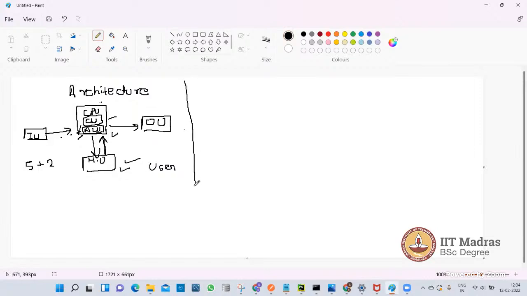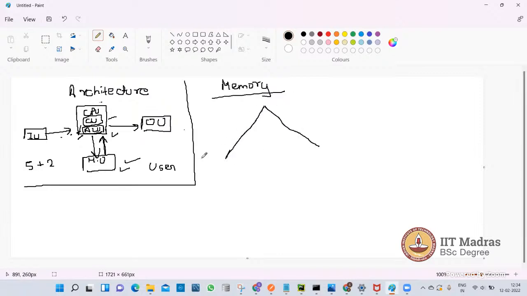Okay, so this is the basic structure of the computer. Now, if we talk about the memory, we have various memories in the computer architecture. Let me explain this with a diagram. This is a pyramid, right? Let me write first and then I'll explain you one by one.